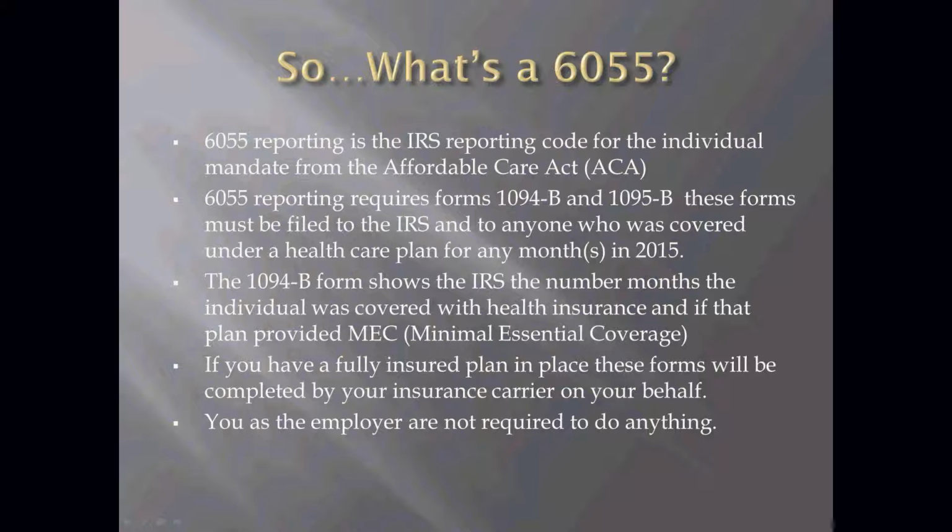So what in the world is 6055? 6055 is the IRS code for the individual mandate under the Affordable Care Act. This is the requirement that the IRS is using to determine whether or not someone had coverage, had qualifying coverage, and owes a tax penalty. The two forms that go with this particular code are Forms 1094-B and 1095-B.